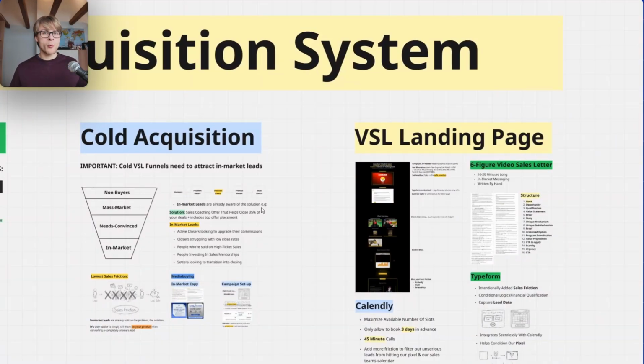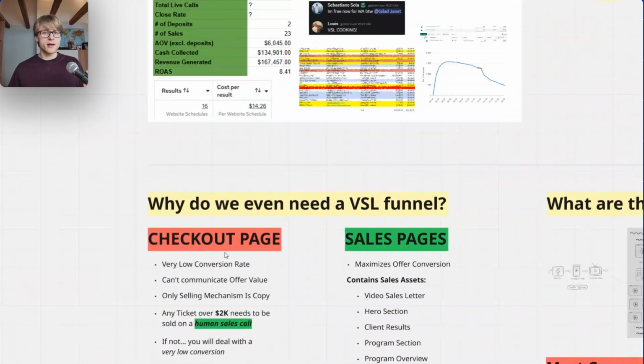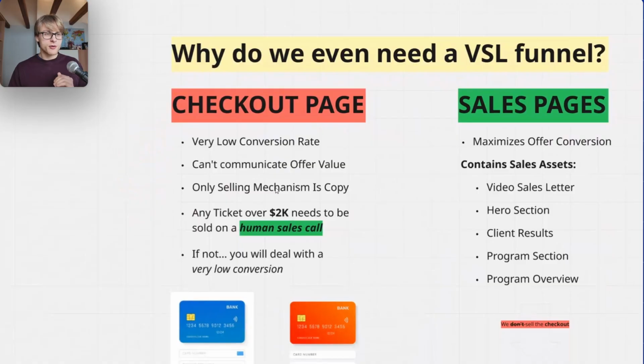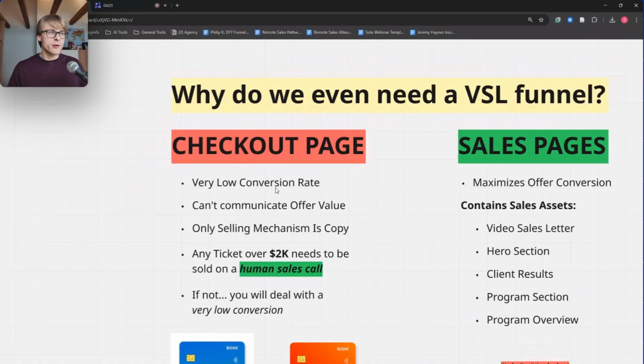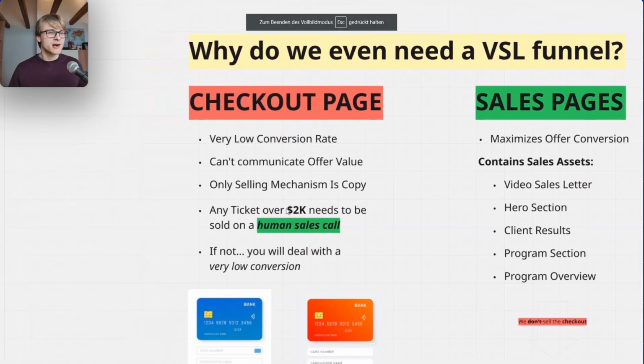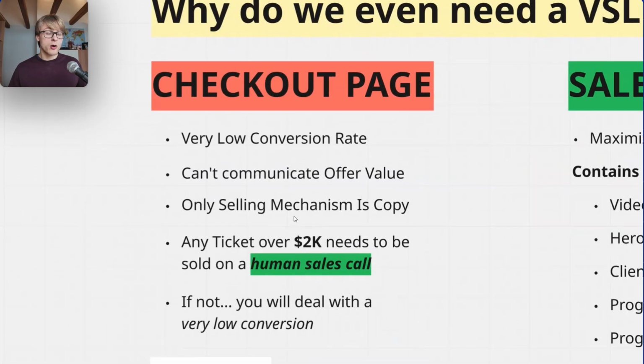Well, first of all, why do we even need a VSL funnel? Why can we not simply put a link in our ad or on a YouTube channel and send people to a checkout page? Hey, I want your credit card. Well, I want you to think a bit. Obviously, if we do it like this, we will deal with a very low conversion rate, okay? Because we simply can't communicate the offer's value in a way we want, okay? And the only selling mechanism on a checkout page is going to be our copy.